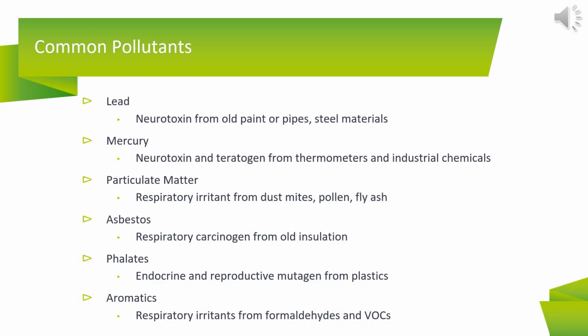Let's look at some common pollutants that you're going to come into contact with in terms of the AP exam that you should be familiar with. Lead is a neurotoxin that typically comes from old paint or old pipes and steel materials. It has been banned in the use of paint and pipes, but a lot of old buildings and old areas still have it, and it can cause massive neural development delays in children who are exposed to it. Mercury is a neurotoxin and teratogen that most often now comes from industrial chemicals. It used to be a very common component in thermometers.